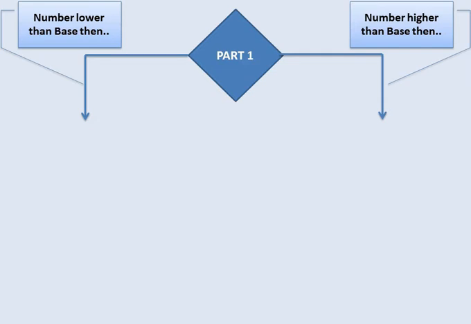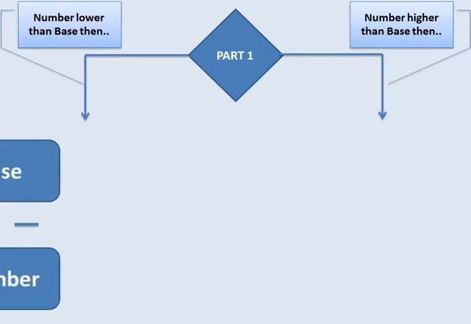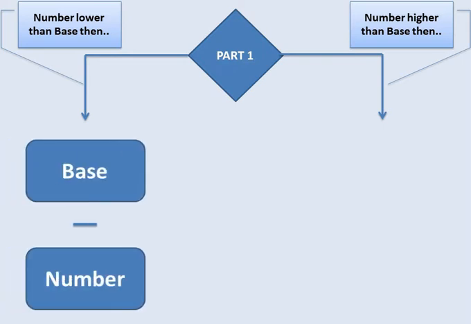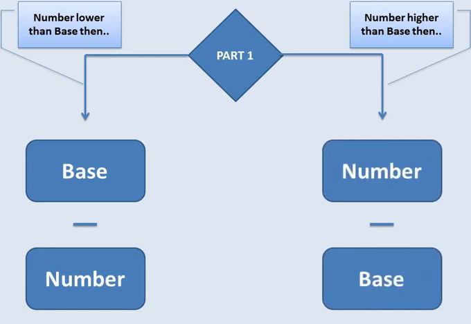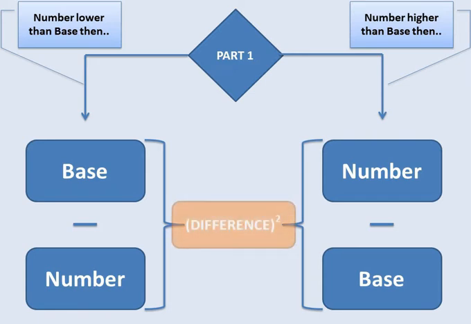For example, to calculate the square of 104, the number 104 is higher than our base 100. Now in case 1, where the base is higher than our number, we will subtract the number from our base. And in case 2, where the number is higher than our base, we will subtract our base from the number. And the resultant figure in both the cases is called difference. Now we have to calculate the square of this difference. And this one will be the resultant figure from part 1, which will end our part 1 calculation.